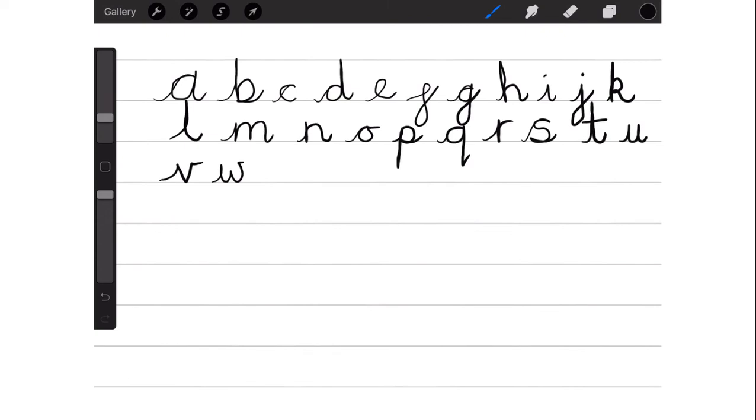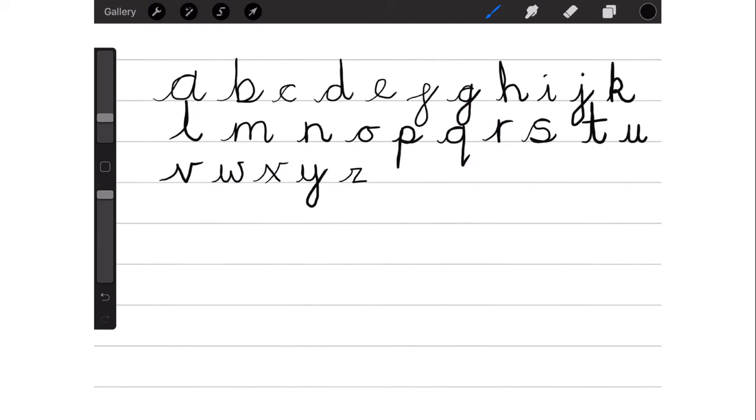And then we've got X, which is really difficult. So on the line, up, down, and then obviously this one you will take your pen off and across. And we've got Y, a bit like a U, but then you carry on down and across. And then we've got Z. A Z is again a really tricky one. I find Z quite hard as well. So on the line, up, down, across, like so.